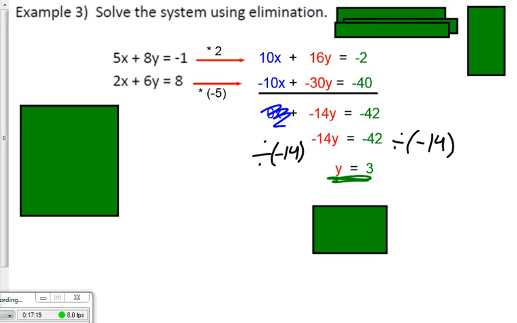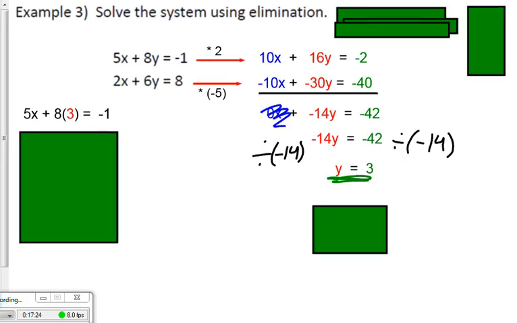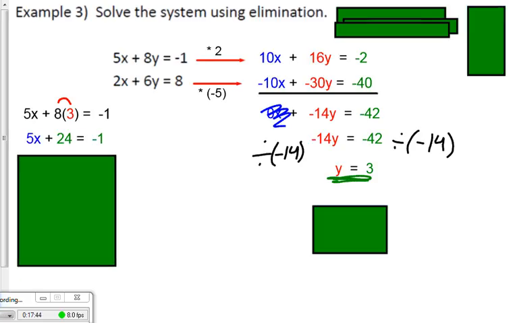Just like before, we take that y value, the one that we've solved for, 3, and we plug it into one of our equations. So I'm going to use the top one this time, 5x plus 8 times y, which is actually 8 times 3, because we know y is 3. So 5x plus 8 times 3 equals negative 1. Again, in this case, 8 times 3 we can simplify to being just 24. So 5x plus the constant term 24 equals negative 1.